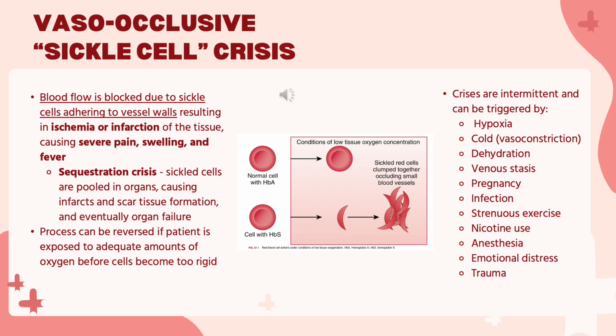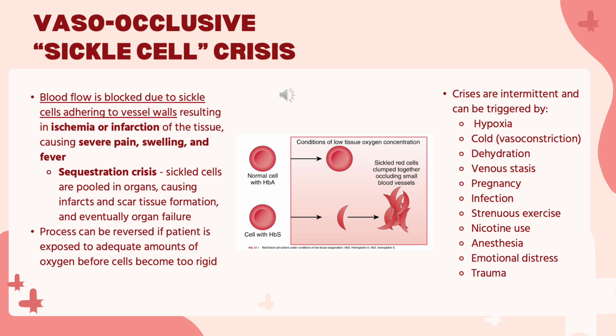So the good news is that these sickle cell crises can often be reversed if the patient receives adequate oxygen before the cells become too rigid. However, repeated crises can lead to long-term damage, including things like chronic organ dysfunction and reduced life expectancy. So these crises are typically intermittent. Again, like I talked about earlier, they can be triggered by a whole range of different factors.